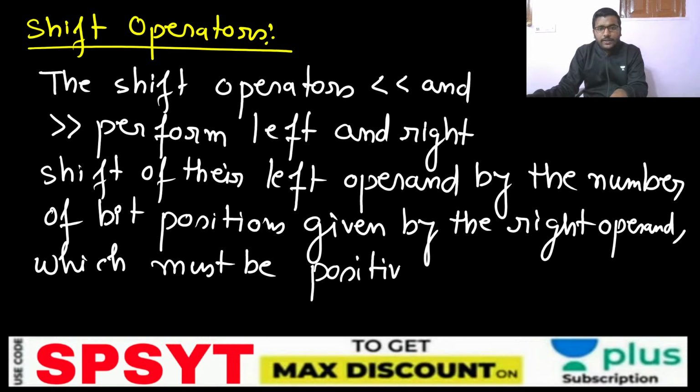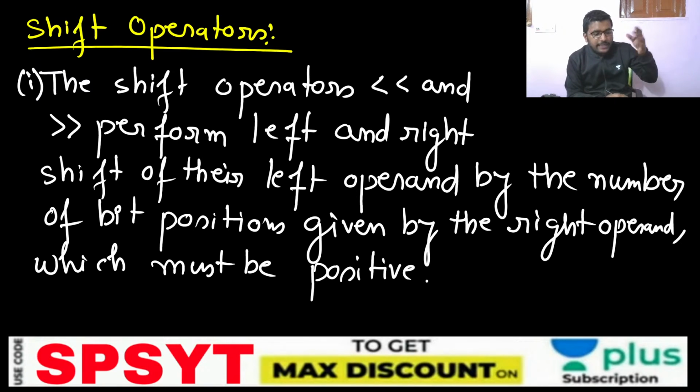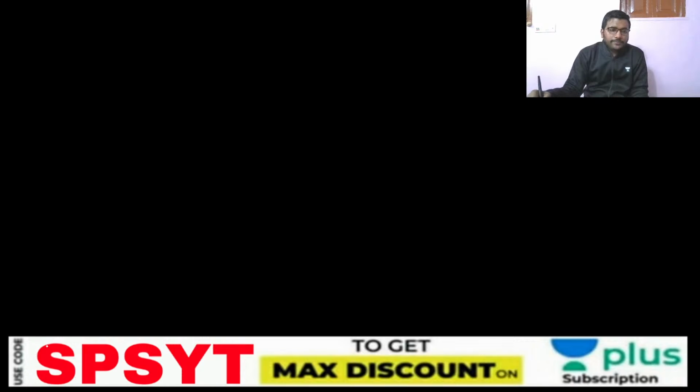What I mean here is very important. The shift operators, that is left shift and right shift, perform left and right shift of their left operand. Whatever is in the left operand, it is going to perform left shift or right shift by the number of bit positions given by the right operand, which must be positive. With an example, it will be more clear.